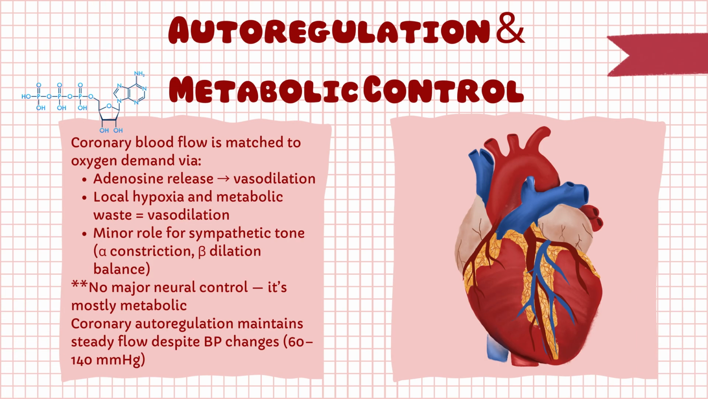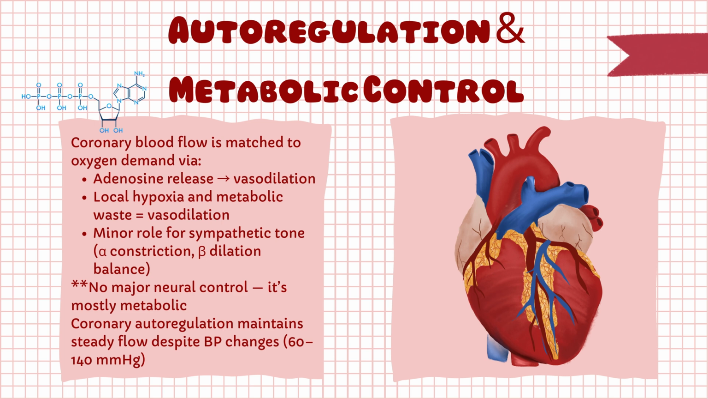Coronary flow is tightly matched to oxygen demand through local metabolic control. As demand rises, cardiac muscle produces adenosine, CO2, H+, and other metabolites. These trigger vasodilation, increasing blood flow. This is largely independent of neural input, unlike other vascular beds.